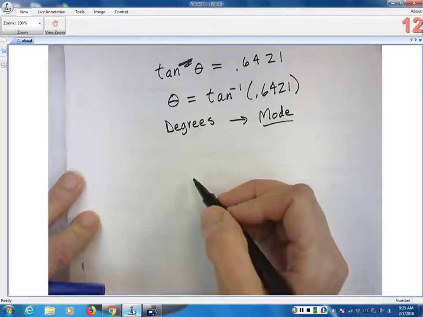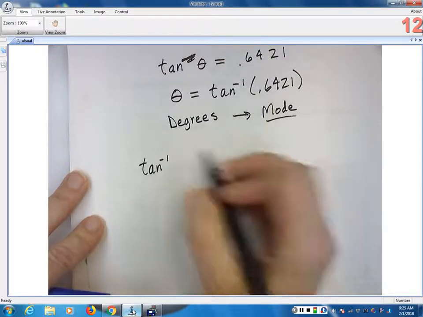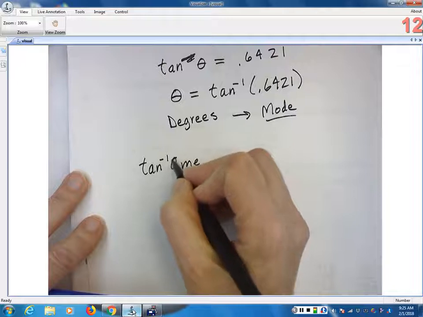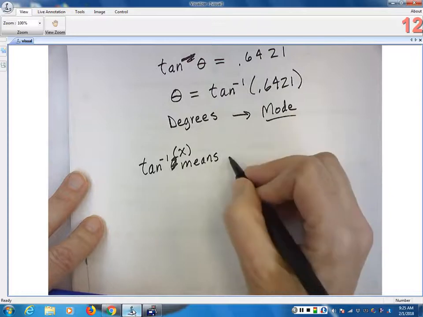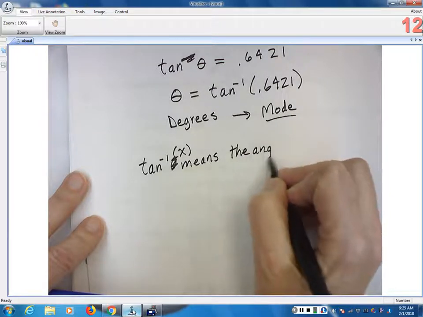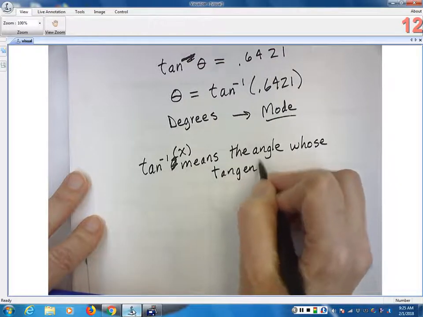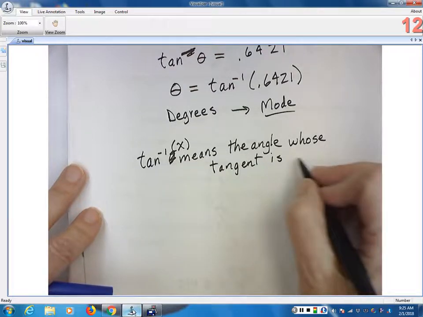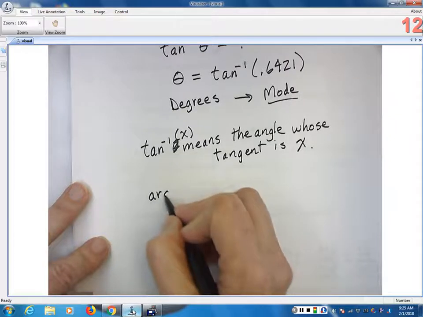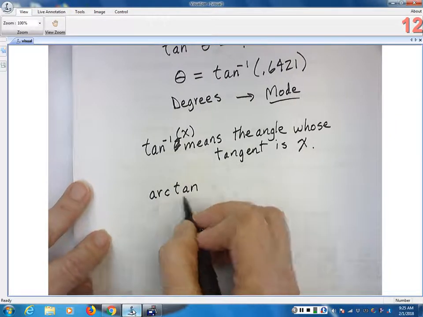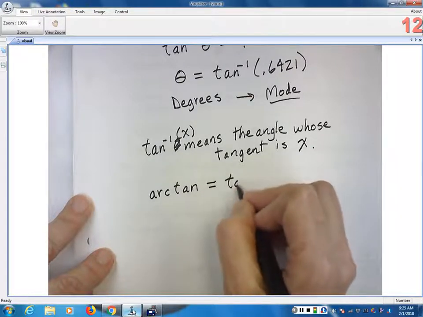Okay, let me write that out. So, the inverse tangent or tangent inverse of the number means the angle whose tangent is x. You may also see it as arctangent on a calculator. That is the same as the inverse tangent function.